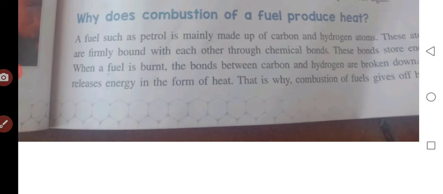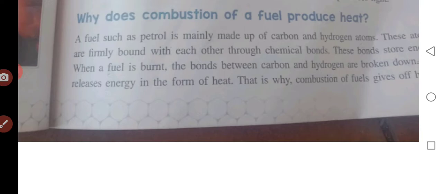So these atoms, carbon atoms, will be having chemical bonds, and the chemical bonds store the energies. Many times, wherever the fuel is burnt, எரிஞ்சிச்சு அப்படின்னா எங்கே எரிஞ்சாலும் சரி என்ன செய்யும்? The bonds between carbon and hydrogen atoms will be broken down.